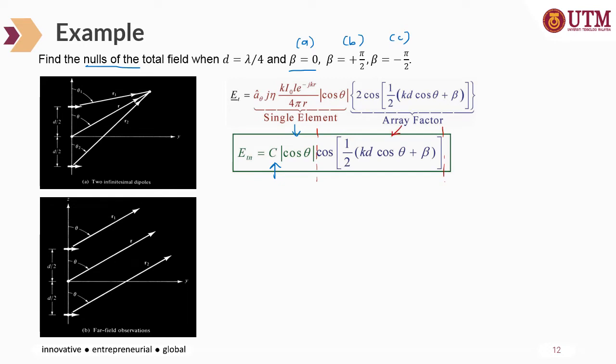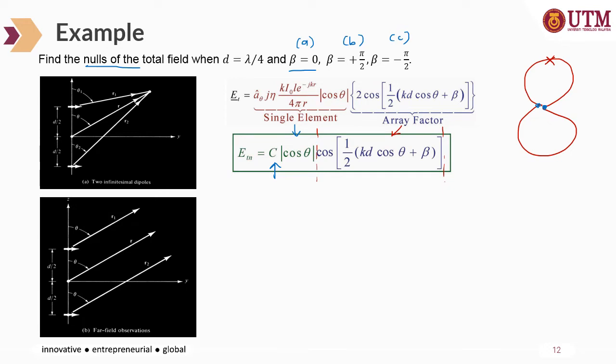For the nulls, for example, you have the radiation pattern. So this is the main beam direction, and these two are the nulls, points where the field is 0. You need to perform a 2 step calculation. The first one, you need to consider the fields of the single element. Secondly, you need to check the array factor.